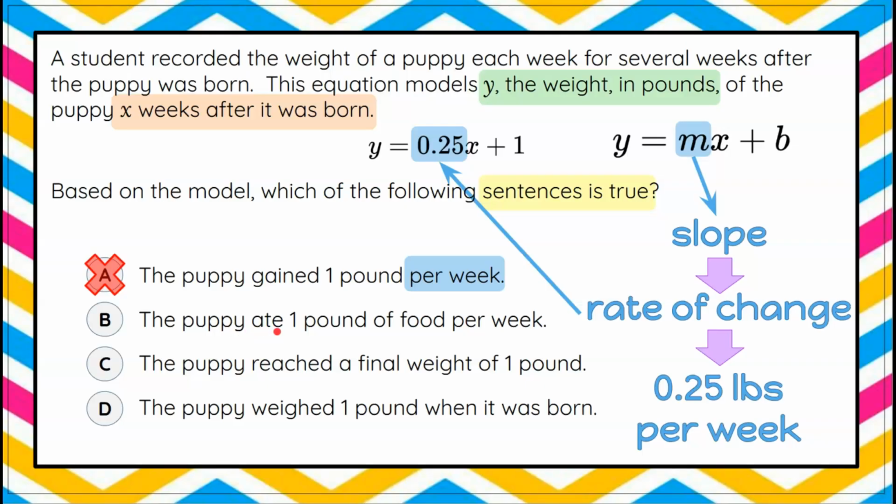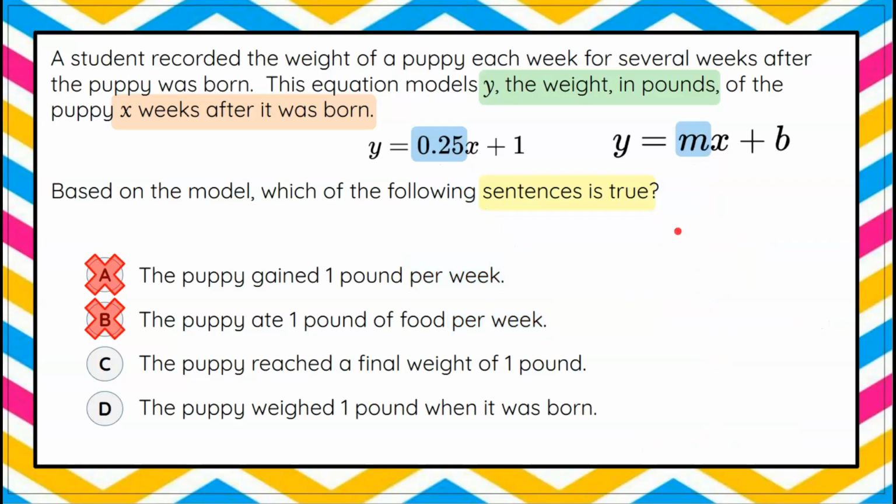Now it says the puppy ate 1 pound of food per week. Well, we don't have any information in the problem about food. This is about gaining weight. So because it's food per week, even though it's a rate, it is not what we need for our linear model. Okay, so now I have 2 answer choices left, and it's talking about the puppy's weight. So let's clear our workspace.